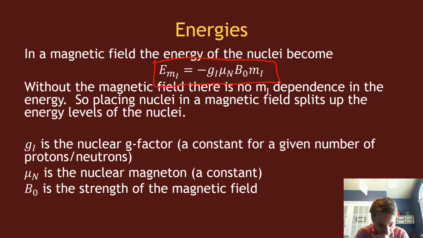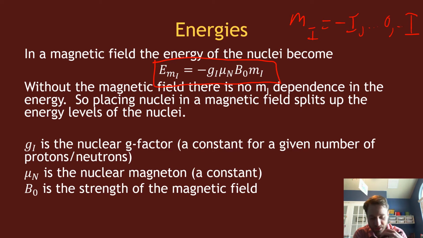mu n is called the nuclear magneton constant. It's also just another constant, and that one is constant for all nuclei. B naught is the strength of your external magnetic field. And m sub I is that quantum number, which takes values of minus I, 0, up to positive I.